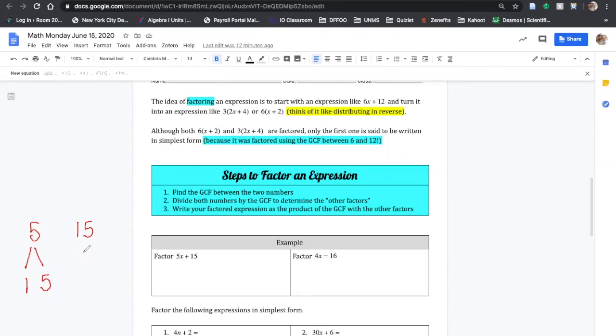If I want to say factors of 15, I have 1 times 15. 2 doesn't work. 3 times 5, that's it. 4 is not a factor. 5 I already have here. So common factors are just 1 and 5. Now, the greatest common factor between those two is pretty simple. It's just 5. All right?